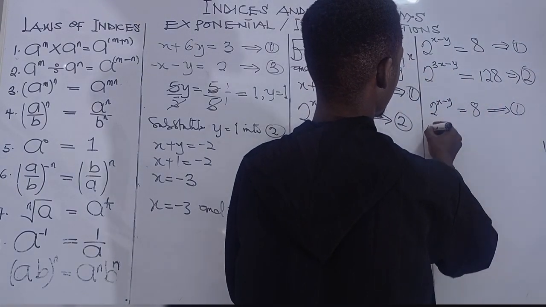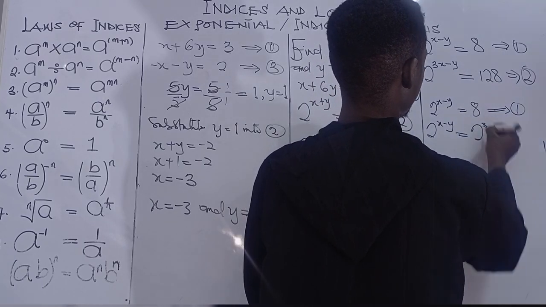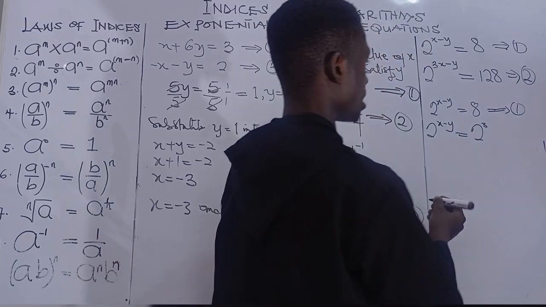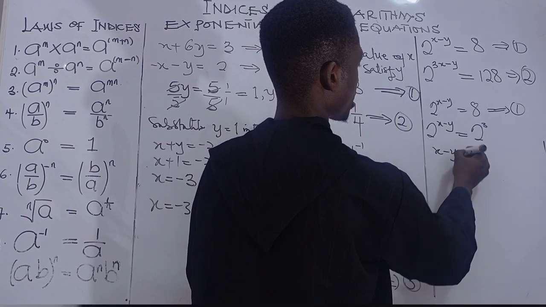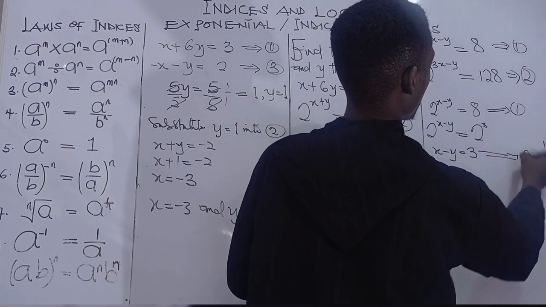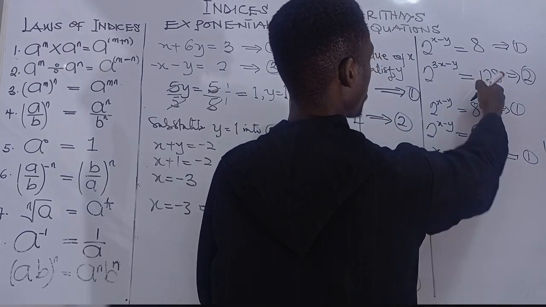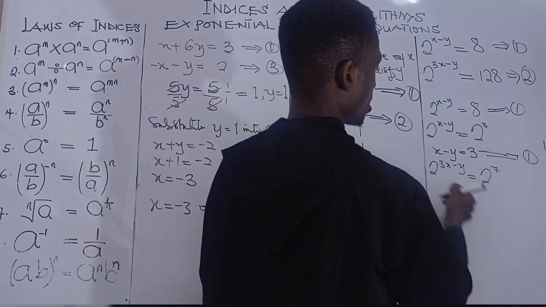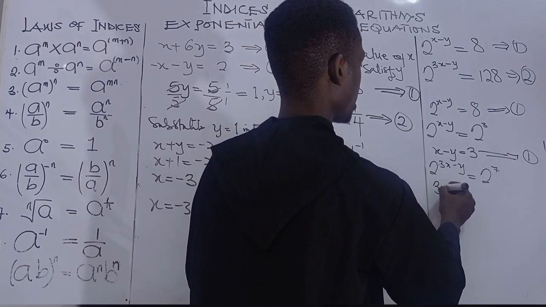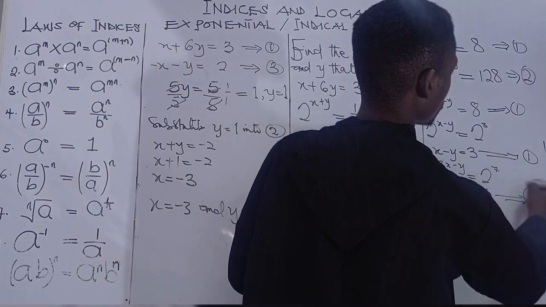So we shall have 2 raised to the power x minus y is equal to 2 raised to the power 3. Now once the bases are the same, we can equate their exponents. So we have x minus y is equal to what? 3. So this is our equation 1. Now let's look at equation 2. We can write this as 2 raised to the power 7. Once the bases are the same, we can equate their exponents. So we have 3x minus y is equal to 7. So this is equation 2.